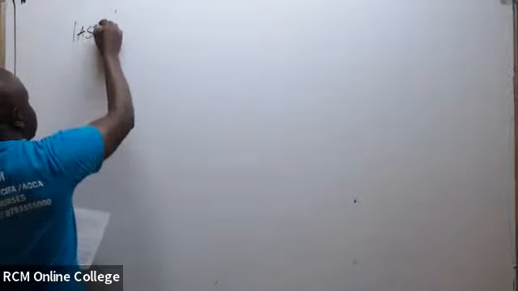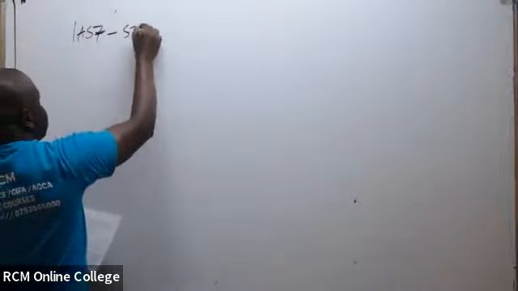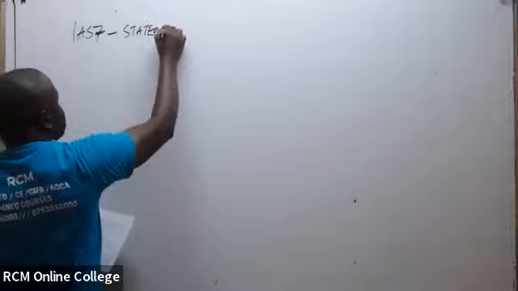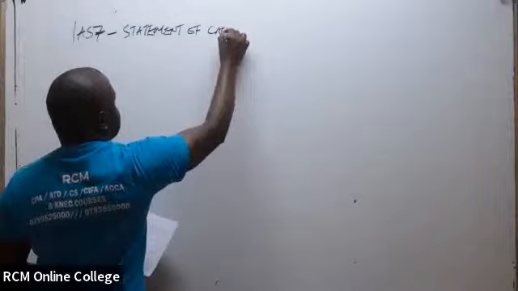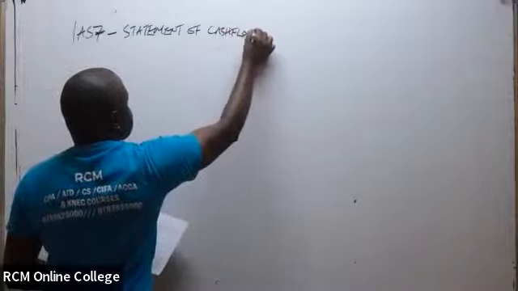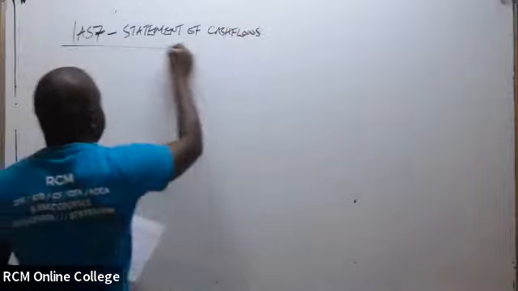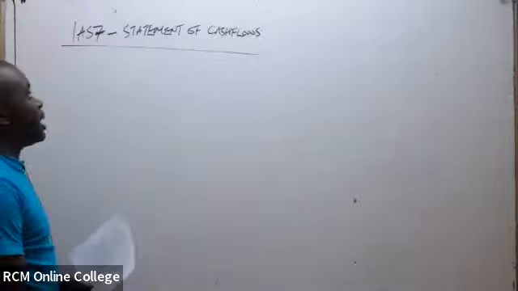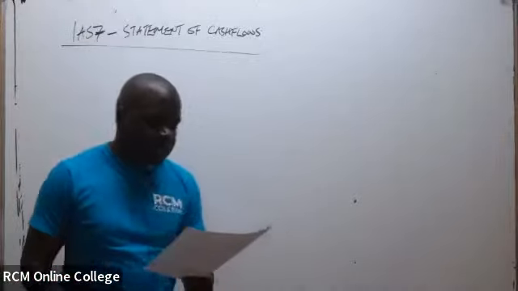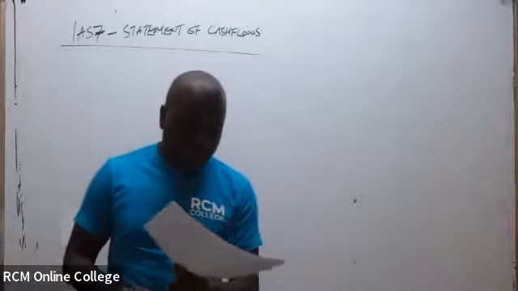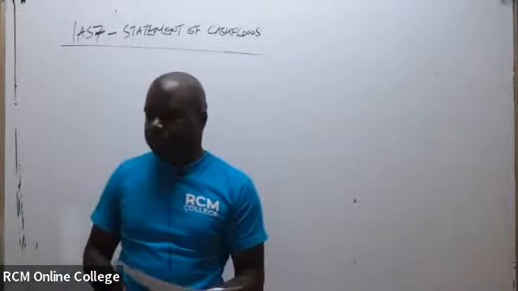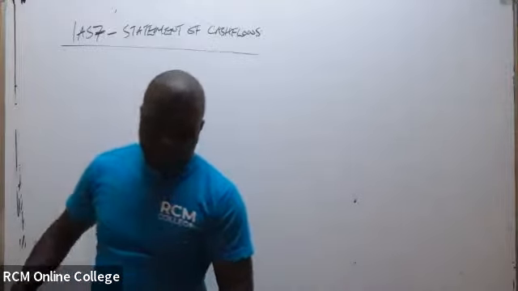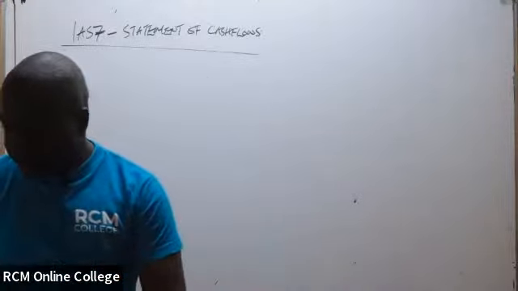This is what? Statement of cash flows. You can write this: IAS 7, statement of cash flows.